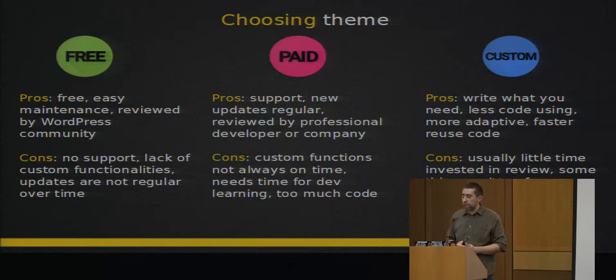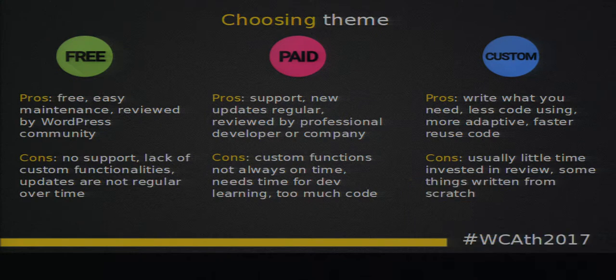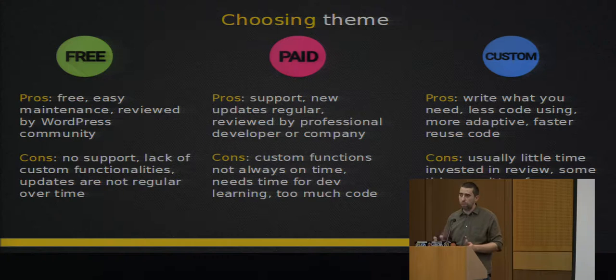Cons for choosing a custom theme is usually little time invested in review, because if you're not planning to sell that theme to other clients, but you're coding custom for one client, there is little time invested in quality assurance on that code, because it's just for that client. It's not going to go to others. And of course, some things you must write from scratch because it's a custom theme. So either you write them or find some functionalities on the internet or read through the WordPress documentation.